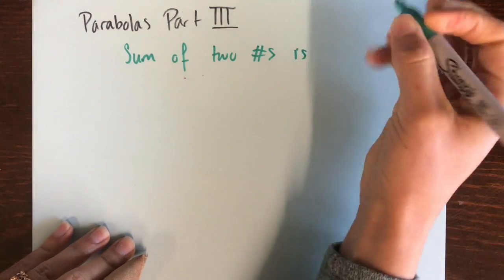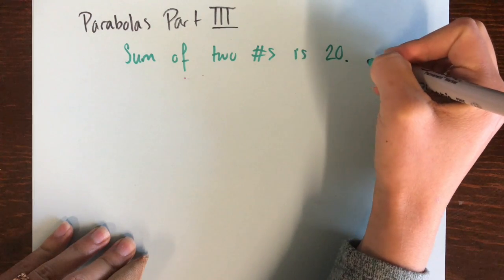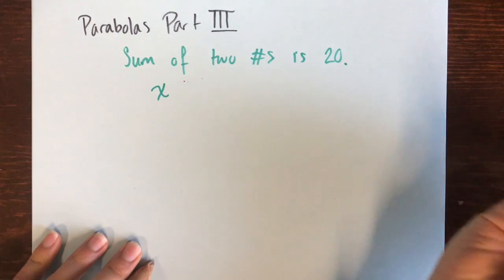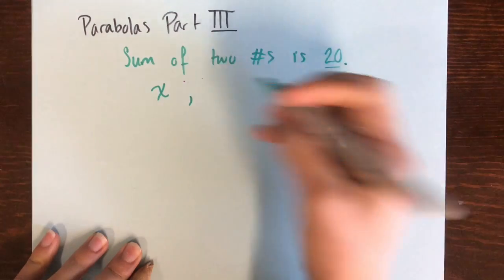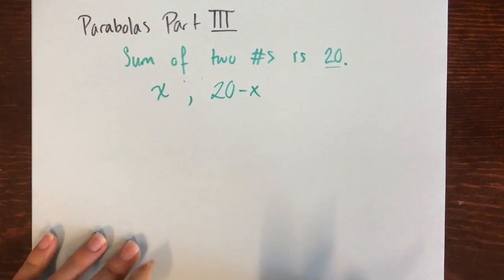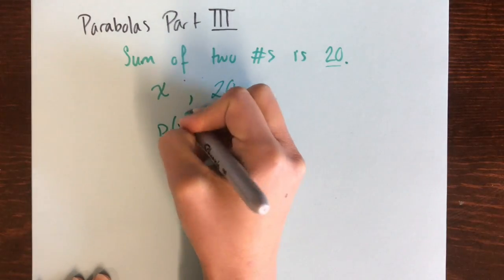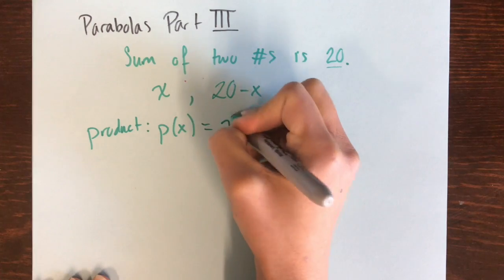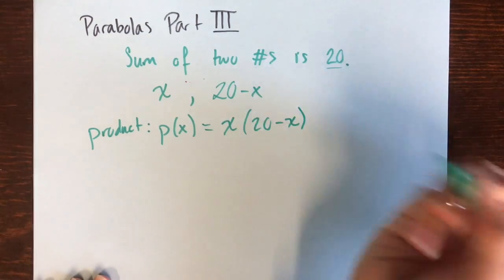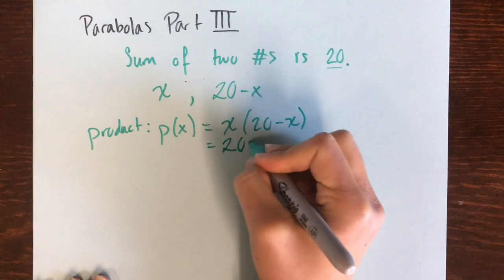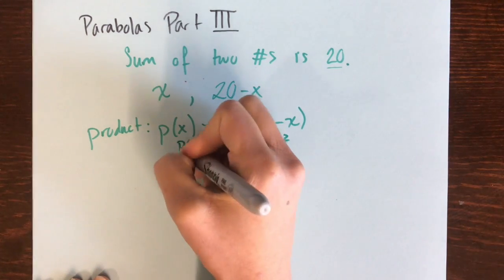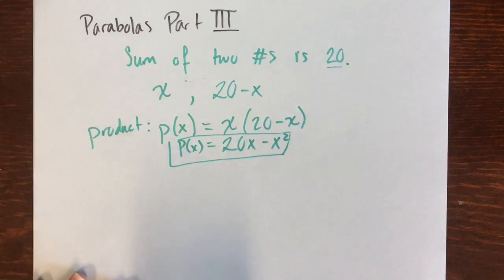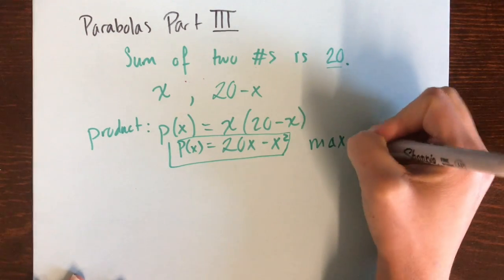Suppose the sum of two numbers is 20. If the sum of two numbers is 20, I might call one of them x, because we need to figure out what those two numbers are. But then the other one would be 20 minus x, because remember that they're adding up to 20. So if one is x, the other one is just the difference between 20 and x, 20 minus x. Then the product of them, I would write as the product as a function of x is going to be x times 20 minus x. I'm just multiplying the two numbers as I've called them in terms of x.